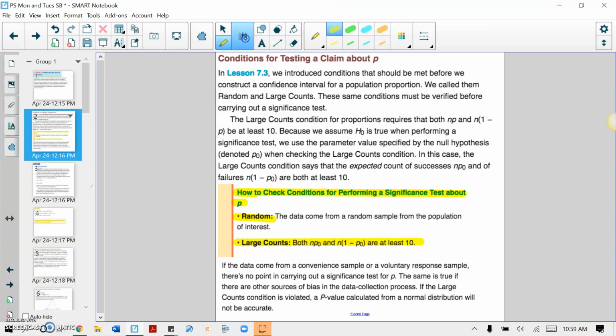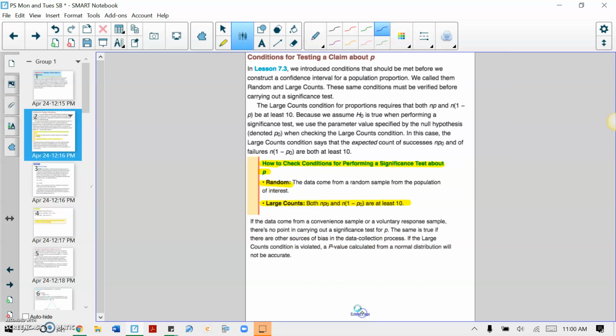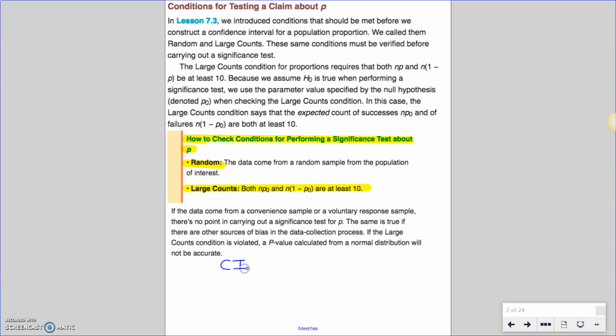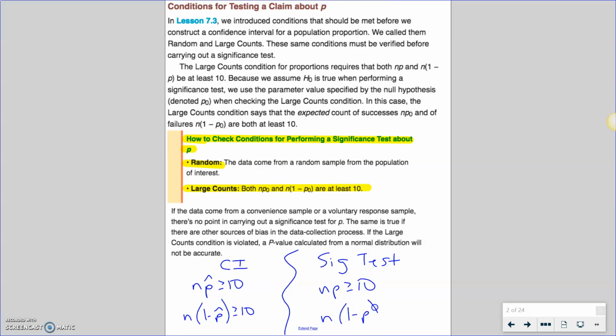Here's the part that might screw you up a little bit, that I want to clarify. When we were doing confidence intervals, we were using our sample data to estimate what true p was. So all we had was p hat. So when we were doing our conditions, we were using p hat because that's all we had to work with. Well, now that we're looking at significance tests, we are given the true p. That's the statistic we're trying to disprove essentially. So in that case, you are using actual p for both of your conditions.